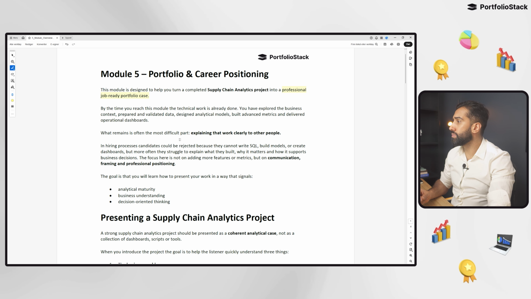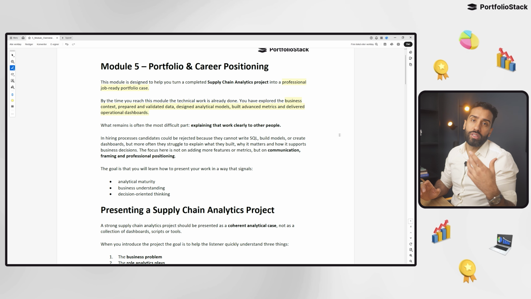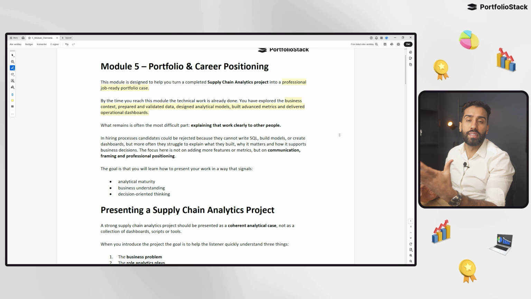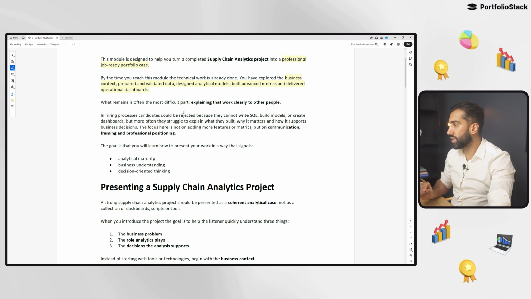By the time you reach this module, the technical work is already done. You've explored the business context, validated data, designed analytical models, built advanced metrics, and delivered operational dashboards. And that's the feeling you should sit with right now, that I've done this stuff. And if there's any ambiguity here, you should go back, look at the lessons again, and think about what we've done so far.